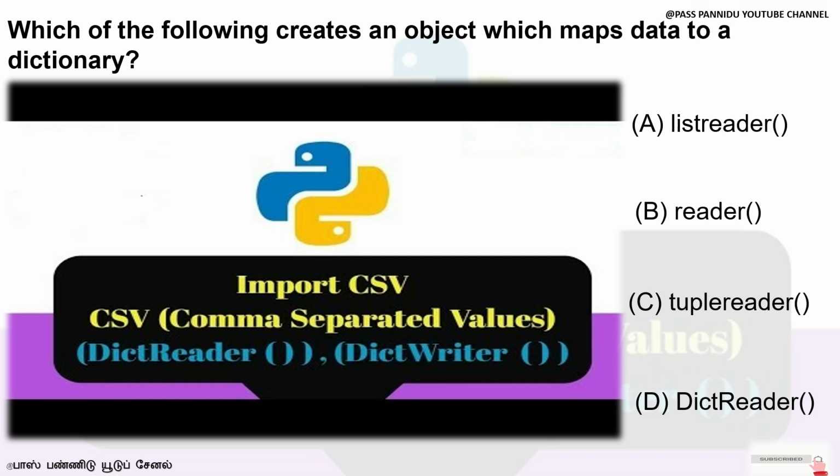Which of the following creates an object which maps data to a dictionary? A. List reader function. B. Reader function. C. Tuple reader function. D. DictReader function. Answer: D. DictReader function.